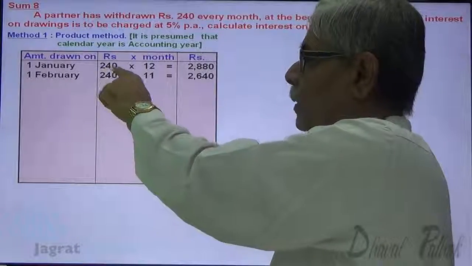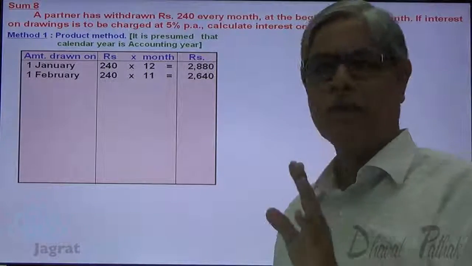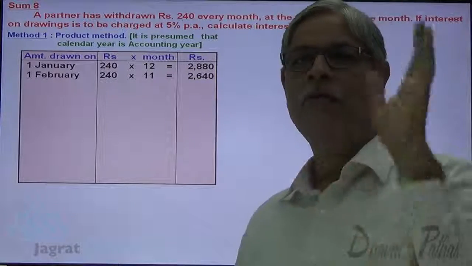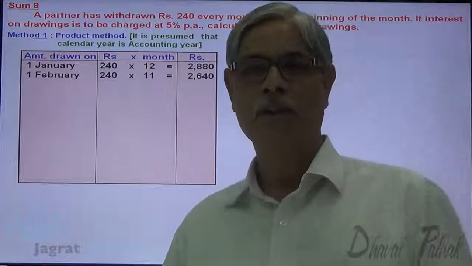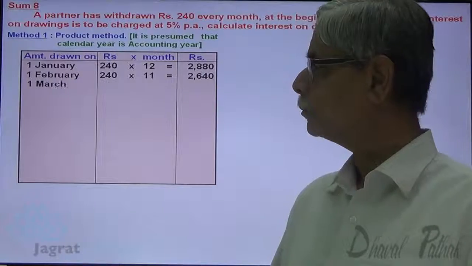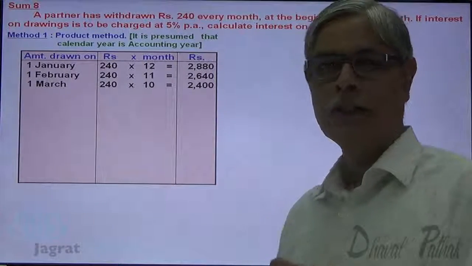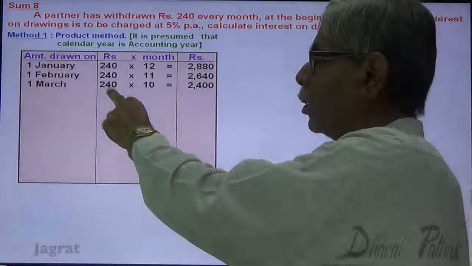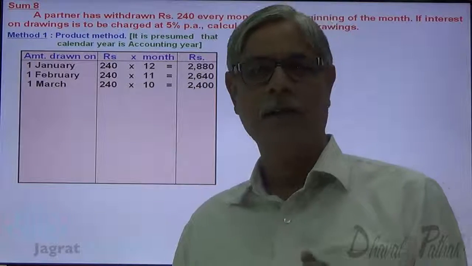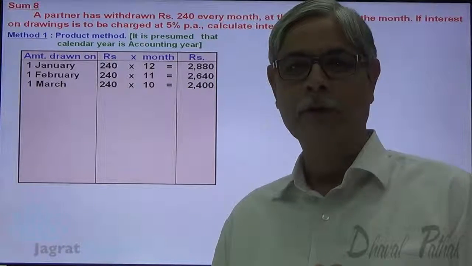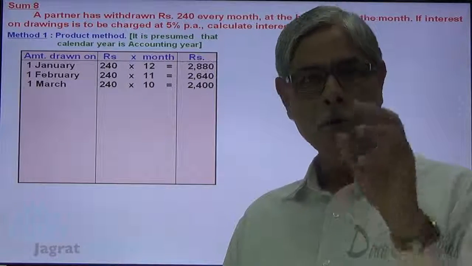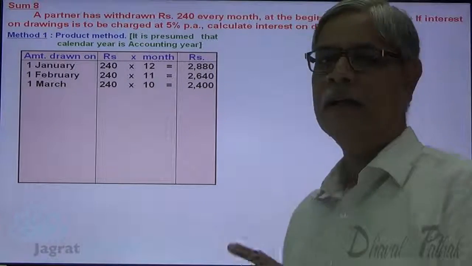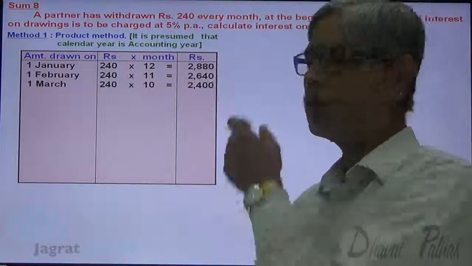Same way, 240 rupees interest for 12 months at any rate of interest is equal to 2880 rupees interest for 1 month. This is known as equivalent product for the interest. Next amount drawn on 1st of March, 240. From 1st of March to 31st of December, number of months are 10. So 240 rupees on which you are required to calculate interest for 10 months. Instead of calculating interest for 10 months, you can calculate and have the same answer if you calculate interest on 2400 for 1 month. This is the gist of product method.